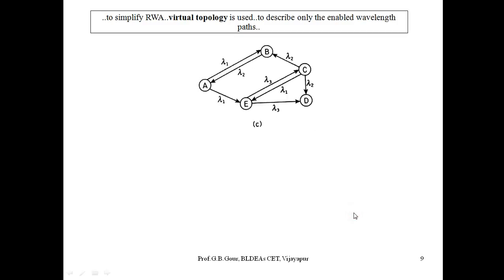Okay, so to simplify RWA, normally people use a virtual topology to describe only the enabled wavelength paths. Instead of the physical path, they show only the enabled wavelength paths. For example, looking at A, B and C, we just discussed lambda 2; the routing is not shown, but the assigned wavelengths are shown. Lambda 1 is assigned to B and lambda 2 is also assigned to node B to route it through E to A. So this is called a virtual topology, without any physical connection shown.